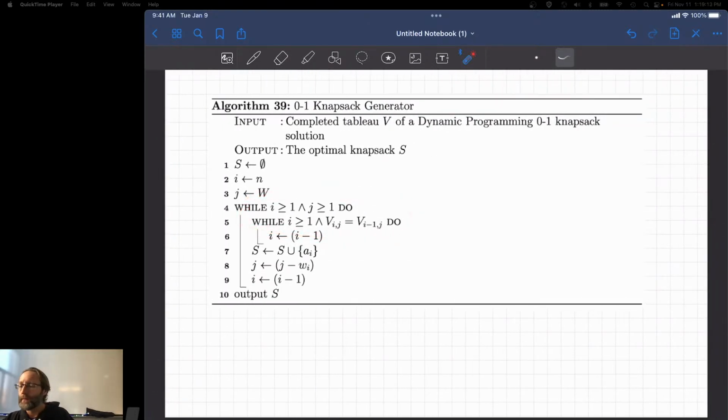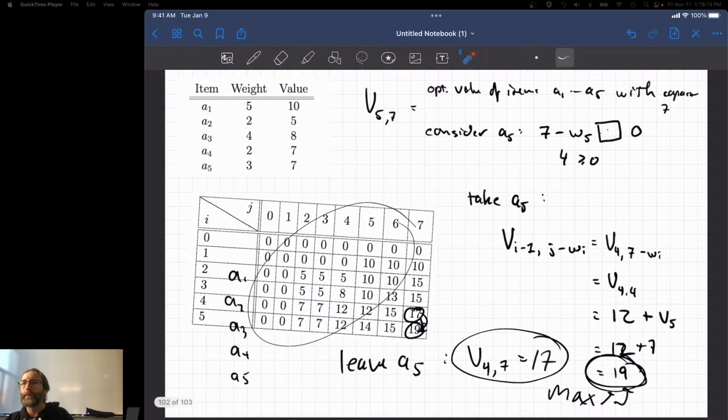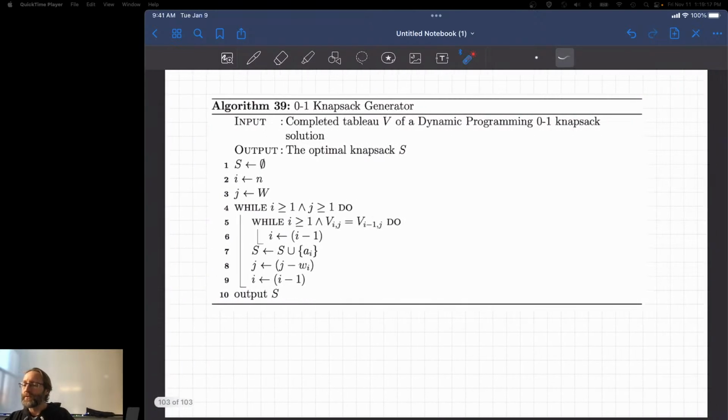Right? So you run that one on the table to get your solution. Yep, this one generates the solution. It outputs the optimal knapsack S after you've got this completed tableau of V from the dynamic programming solution. You start out with an empty set. You start out at the bottom right of the table, right? And then you go up the table and through the table until you've fallen off the table. That's what these bounds are for. Okay.